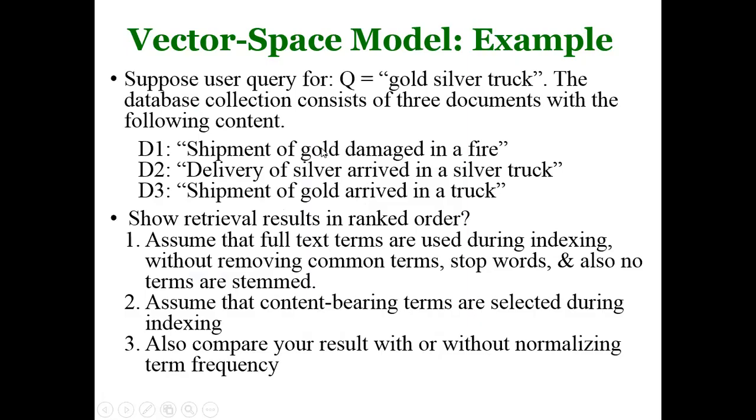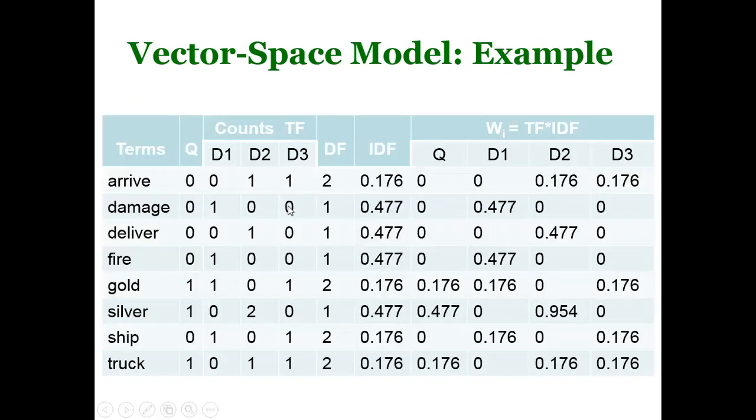How many documents are containing gold? There are again 2 documents containing gold. How many documents are containing silver? There is only 1 document which contains silver. So as a result, arrive has a document frequency of 2. Damage has a document frequency of 1. Silver, even if it is appearing in document 2 times, the document frequency is only 1.